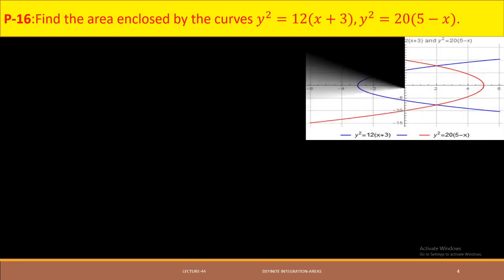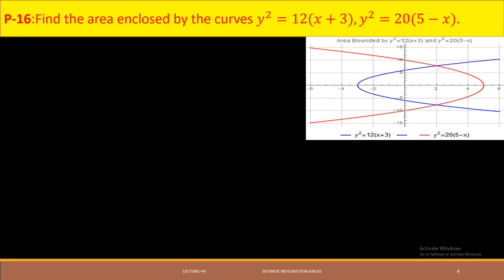Here is our next problem. Find the area enclosed by the curves y square is equal to 12 into x plus 3, comma y square is equal to 20 into 5 minus x. You can identify these two curves are parabolas, which were discussed in the graphical transformation. So plotting these two parabolas on the coordinate axis will give me this picture.